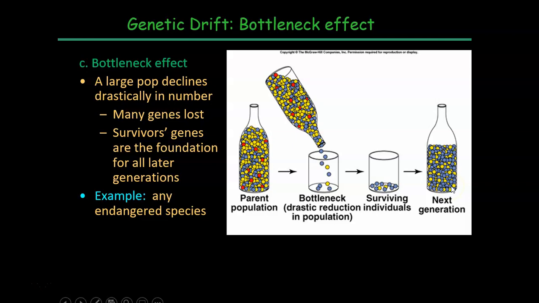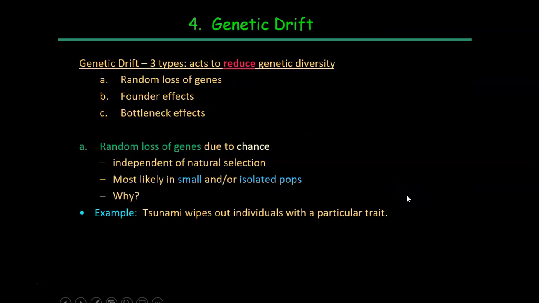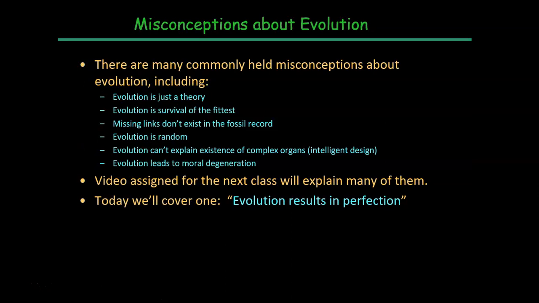And a change in allele frequency over time is therefore microevolution. So this represents microevolution. Sorry, I'm getting really tired here. All right. So these are our 3 forms of genetic drift: random loss of genes, founder effects, and bottleneck effects.